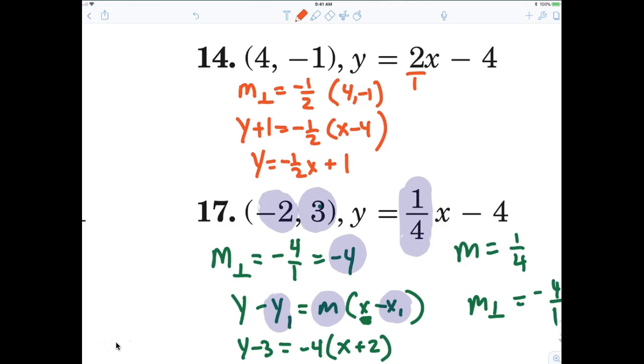Anybody have any issues with that? Because negative 1/2 times negative 4 is what? You good? All right, usually there's a mistake with negatives.